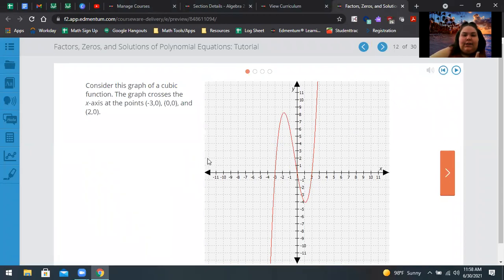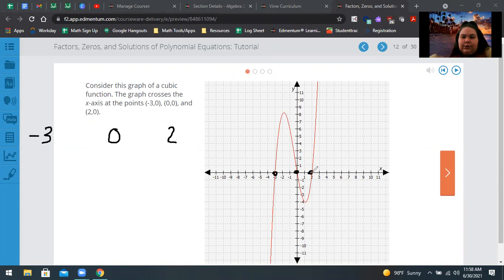So it says, consider the graph of a cubic function. The graph crosses the x-axis at points (-3, 0), (0, 0), and (2, 0). So they give me the graph and they tell me the zeros. So the x-intercepts, right? It's going to be -3, 0, and 2. And if you follow it here, there's -3, there's your 0, and there's your 2. How do I come up with the factors there?